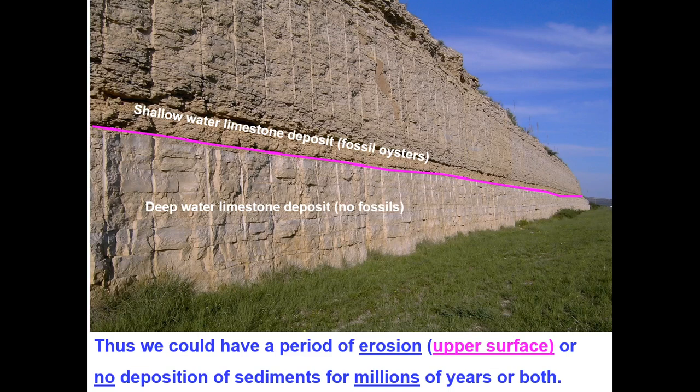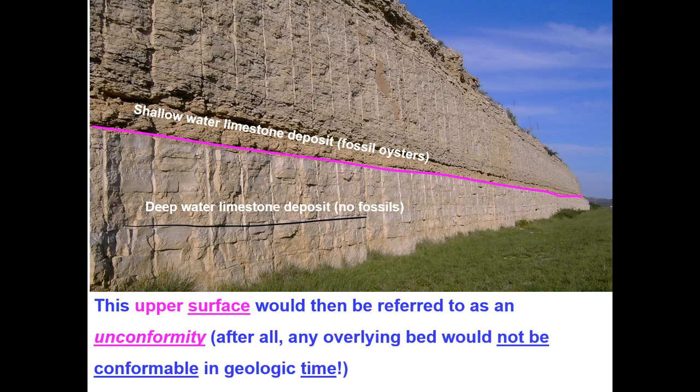We don't know. But something happened to upset the normal pace of deep water limestone deposition here. Okay, something changed. Maybe water levels just changed drastically over a short period of time. We don't know exactly. So this upper surface would be referred to as an unconformity. Okay, so it's an unconformity because this lower bed is not conformable with the upper bed.